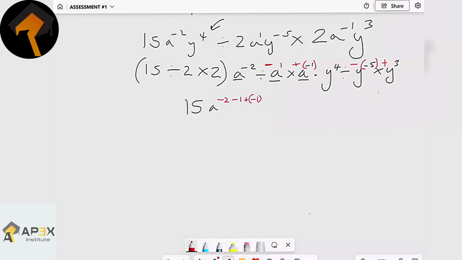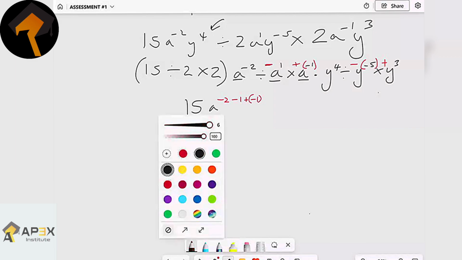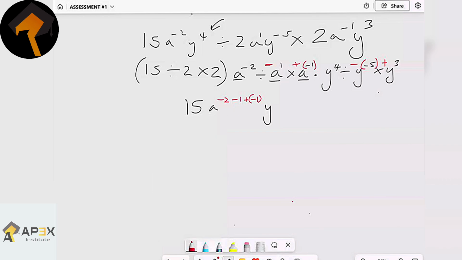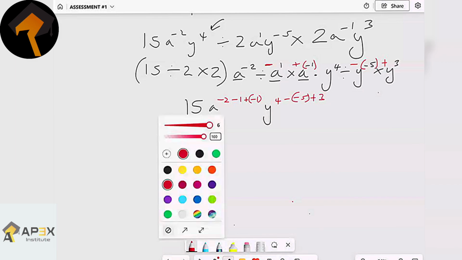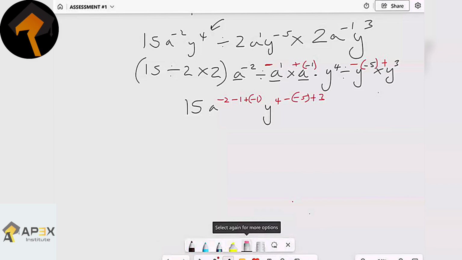And then for the y now, we're going to end up then with y raised to the 4. And then we're going to minus the negative 5 from here. And we're going to add the 3 here. All right. So then finally, we're going to end up with 15a. And you can use your calculator and just apply this all at once.